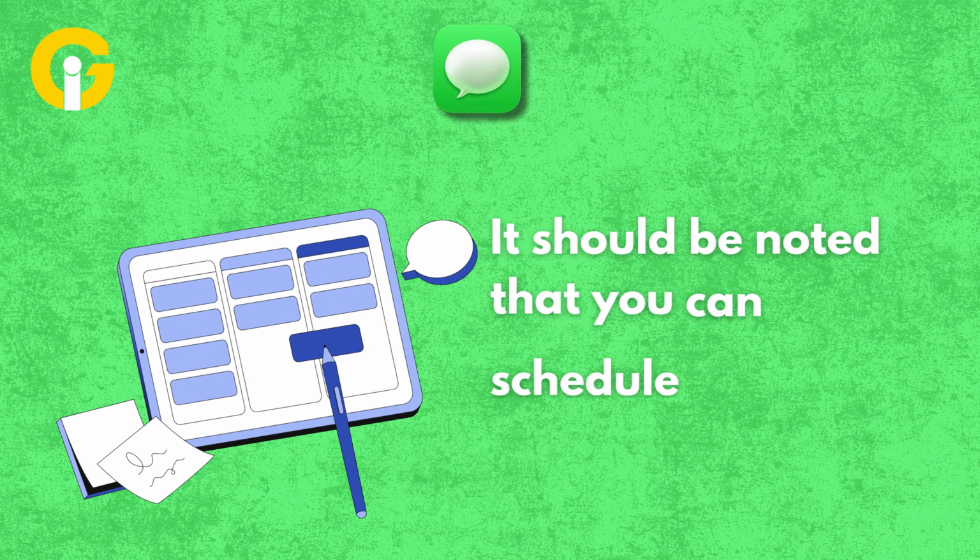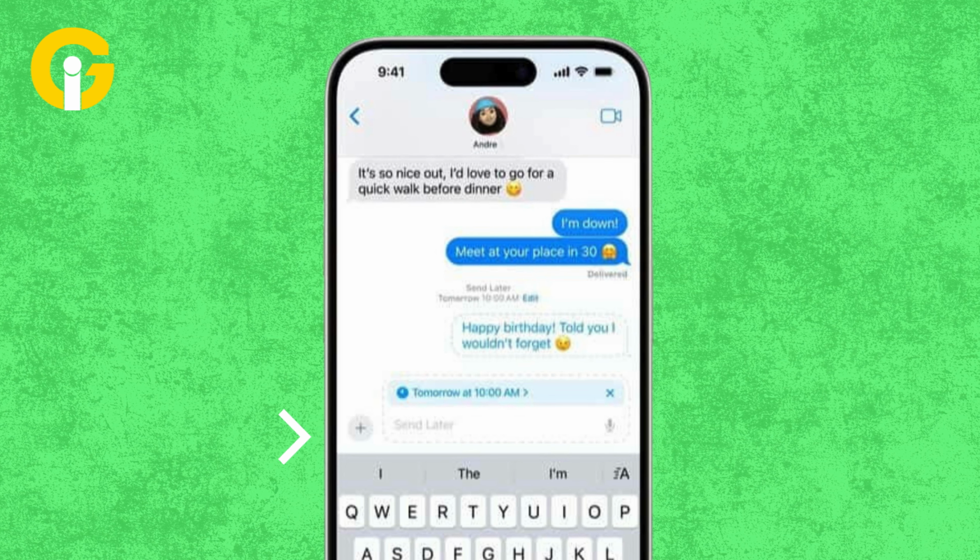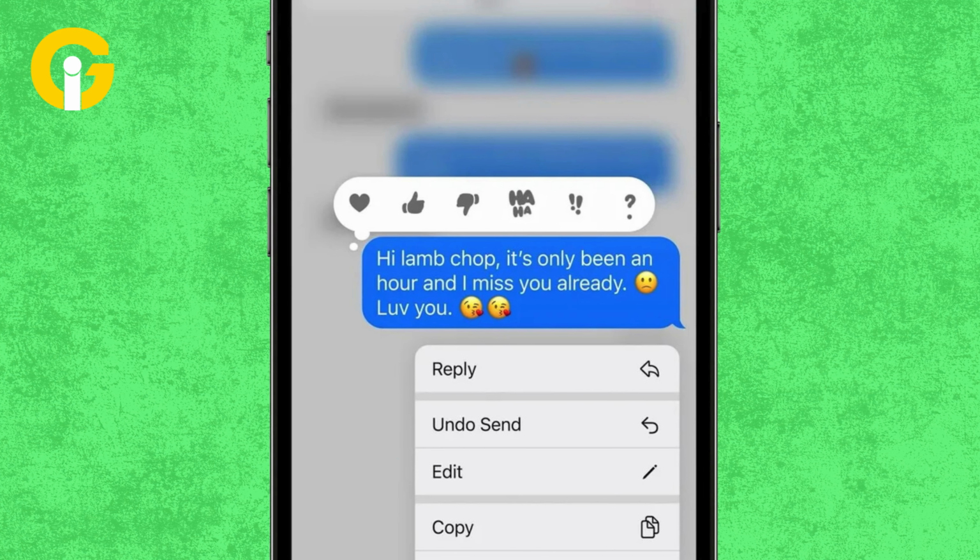It should be noted that you can schedule messages up to 14 days in advance, and in the meantime, if you plan on changing the time of a message or cancel it, just tap on the edit button.